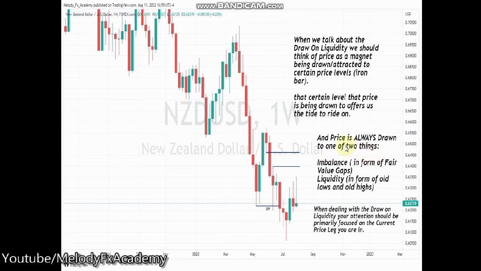So that certain level that price is being drawn to offers us the tide to ride on. By doing your analysis on a weekend, if you are able to figure out your next draw on liquidity, where price is currently trying to reach for, that alone will give you your bias. In other words, it will give you the tide to ride on. That is why it's very important to do your analysis on the weekend, because you have the opportunity to determine your next bias, to determine the draw on liquidity.